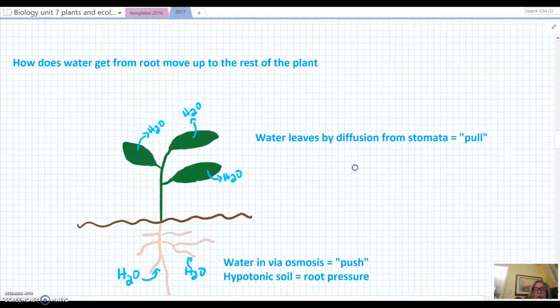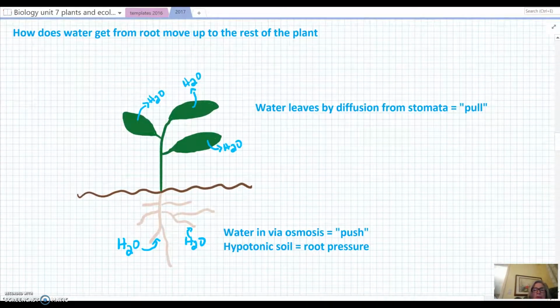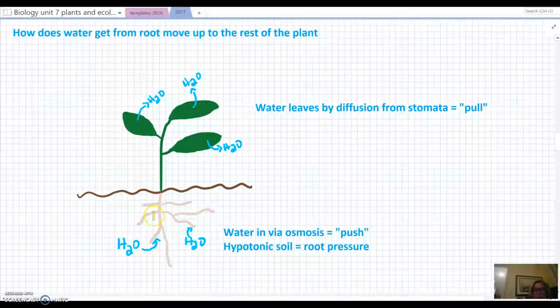Well, water moves through the plant in the structure called the xylem, as we learned in a previous video. So once water enters the root via osmosis, it's going to go up through the xylem until it gets up into the leaves. Let's start down here at the root.